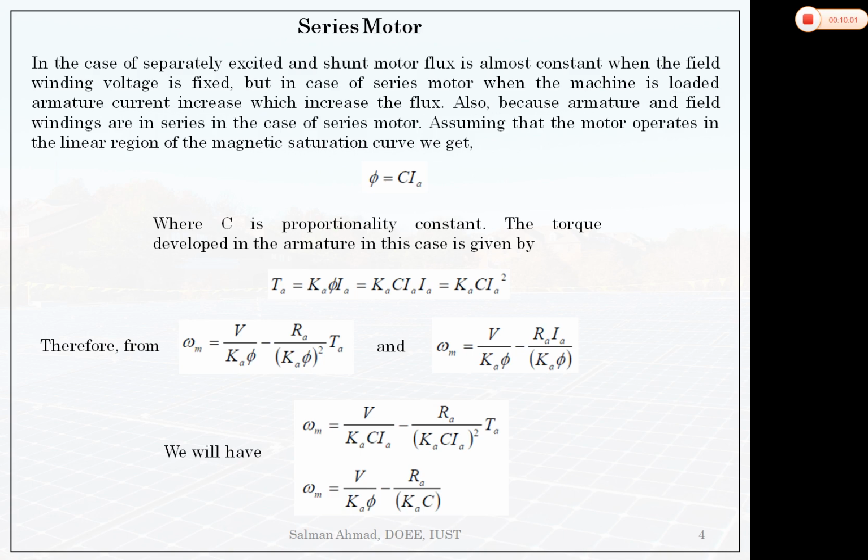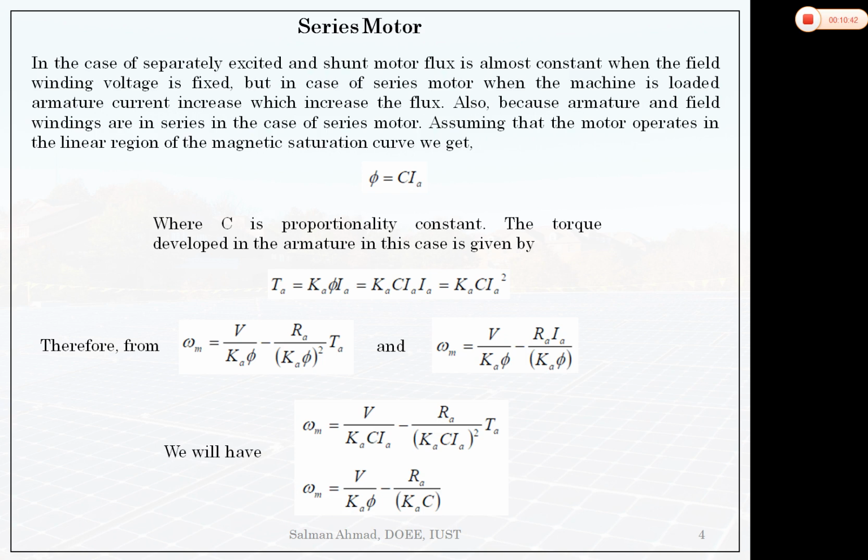Now I'll take the DC series motor. There is one difference: in the separately excited motor, the field winding was separate and separately excited with a DC source. But in the series motor, the field winding is in series with the armature winding. That means whatever current is in the armature winding, the same current flows in the field winding as well. So flux is dependent on the armature current. If we consider the linear region, we are not considering the saturation region.